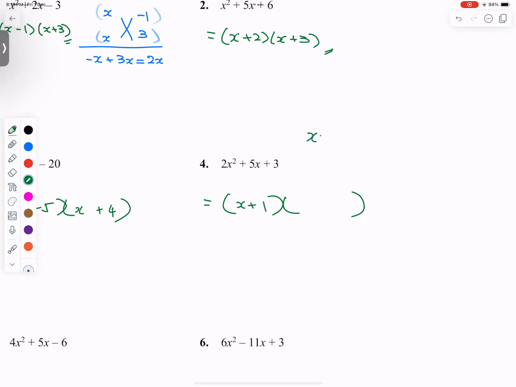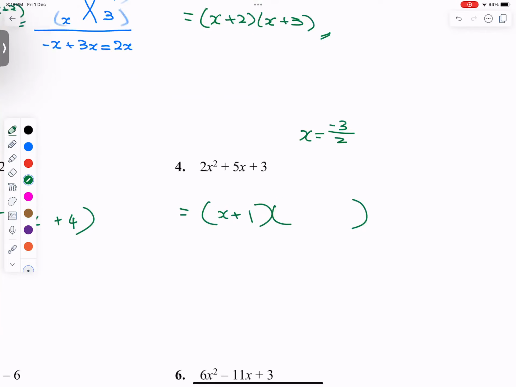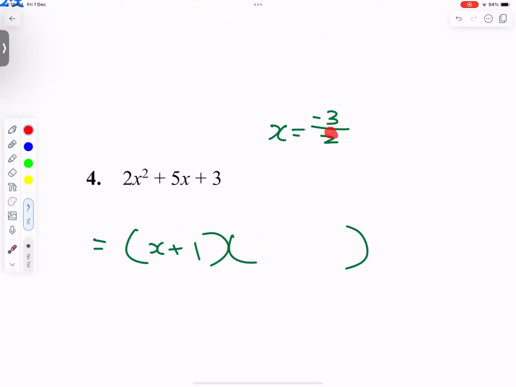You probably got it as -3/2. Okay, if this is the case, remove this 2 to the other side first. The 2 here is divided, goes to the other side times, and then move this to the other side plus. So that is the bracket.